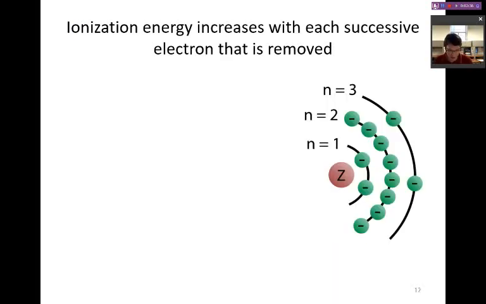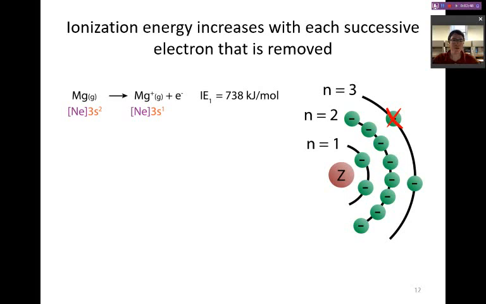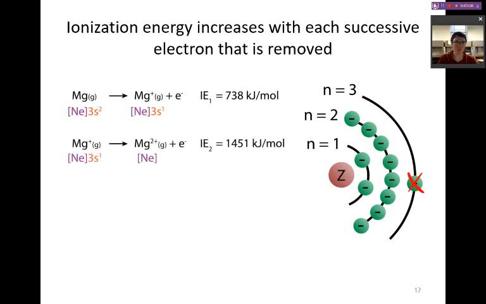So let's take a look at this in another way. Let's say that we're looking at magnesium again. In our first case, we're removing a single electron. And if we take a look at the electron configuration, because remember, we said that these properties can be explained from the electron configurations and the quantum numbers, we see that for magnesium, we're going from neon 3s2 to neon 3s1. We remove our second electron, then we're going from neon 3s1 to neon. And that requires more energy.